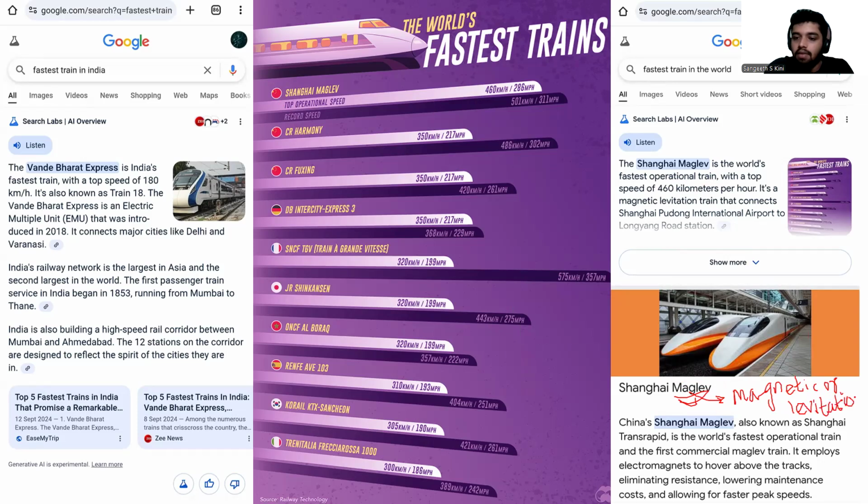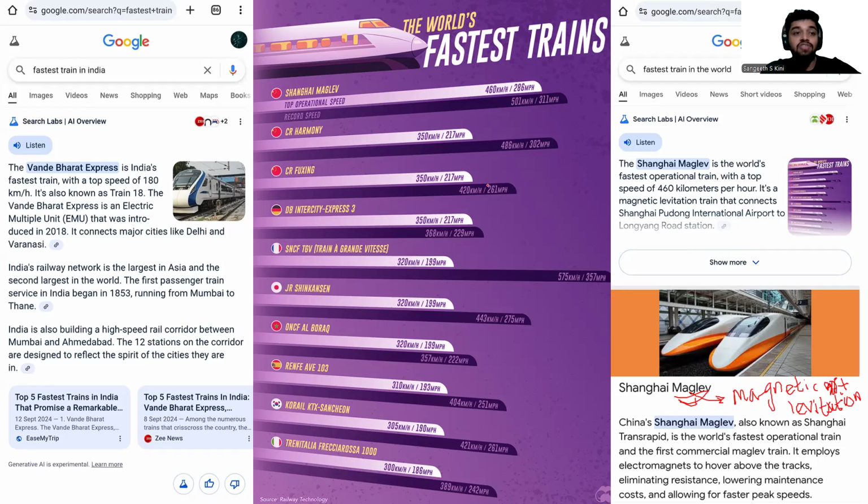Okay, magnetic levitation. This is magnetic plus levitation. The short form of magnetic levitation is maglev. Shanghai Maglev is an example of magnetic levitation. It is the world's fastest train.